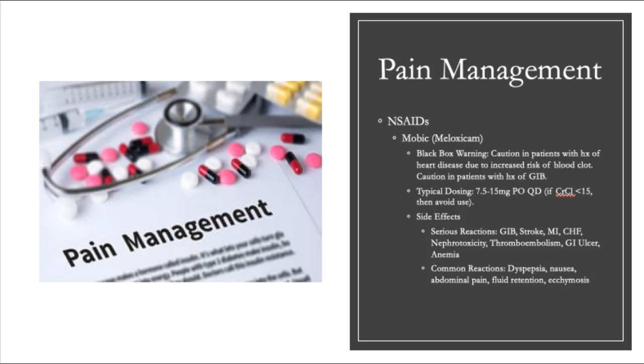So some serious side effects, again, we talked about GI bleed. They're more likely to have an MI, so a myocardial infarction, or congestive heart failure type syndrome, nephrotoxicity. They are more likely to have DVTs from this, GI ulcers, anemia. So all of those are really, basically, it's important to follow these patients. This is one of those medications that you see so commonly in people, and it actually causes a lot more problems than what people think. So some common reactions are your GI symptoms. They can also develop some fluid retention, so just make note of that.